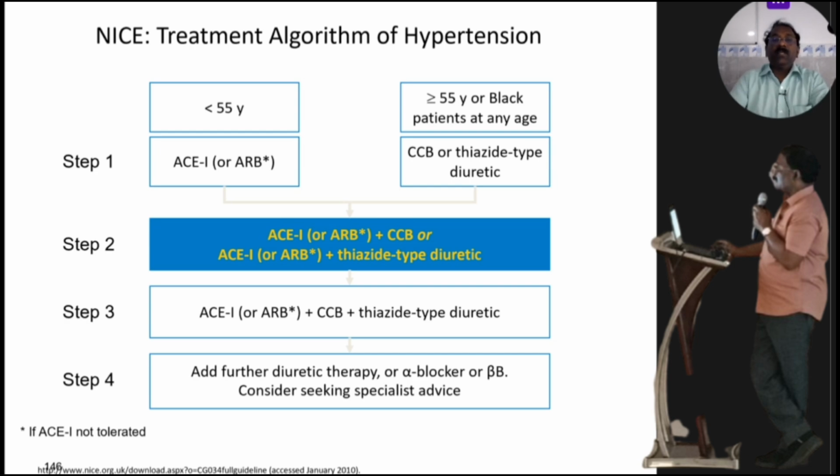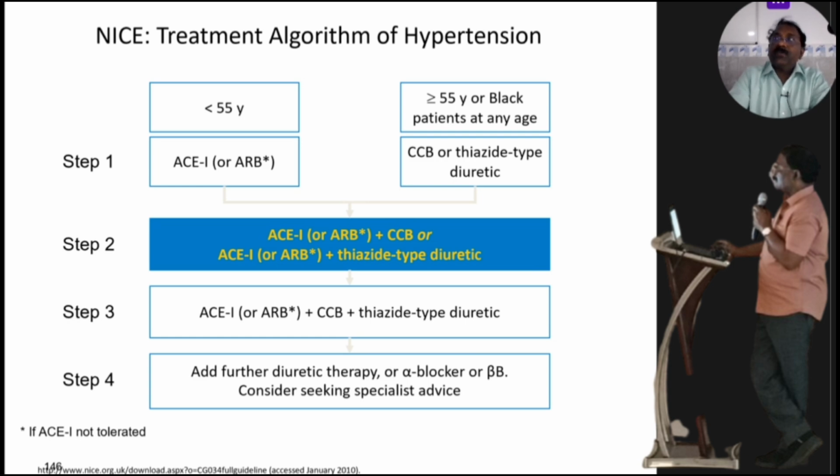See, when the fellow is less than 55 years of age, you can start with the ACE or ARB. When the fellow is more than 55 years, you can start with the calcium channel blocker or thiazide type diuretics. In step 2, combine these two drugs, ACE or ARB plus CCB, or ACE or ARB plus thiazide type diuretics. In step 3, all 3 drugs, ACE or ARB plus CCB plus thiazide type diuretics.